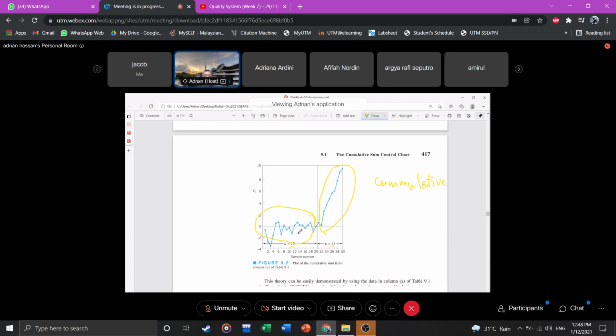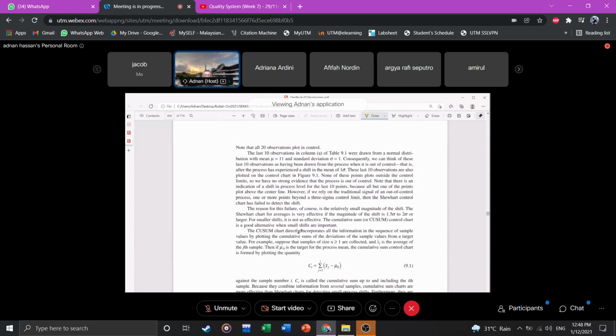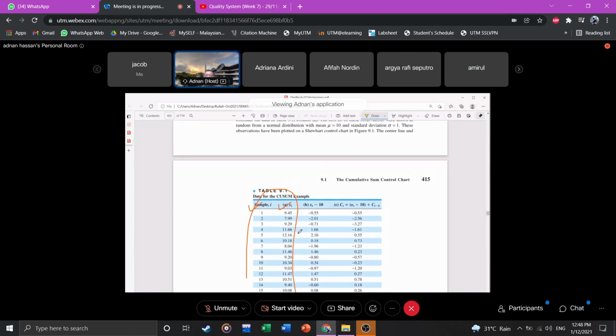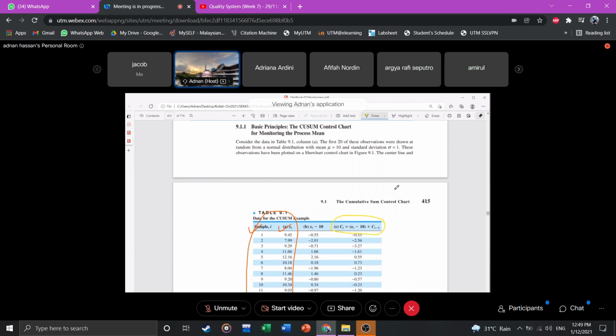So how do we do this? We need to understand how to get these cumulative values. In cumulative sum, this is the C value. What we are plotting is the C values, which is xi minus 10. What is the 10? 10 is the center, which is the mean of the process. Here we are monitoring the process mean, from a natural distribution with mean mu equal to 10 and standard deviation of 1.